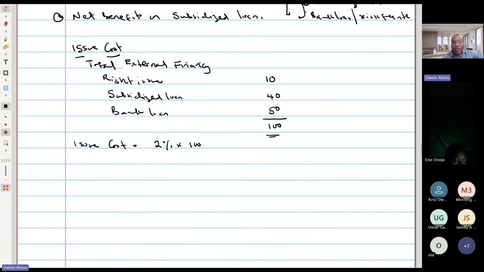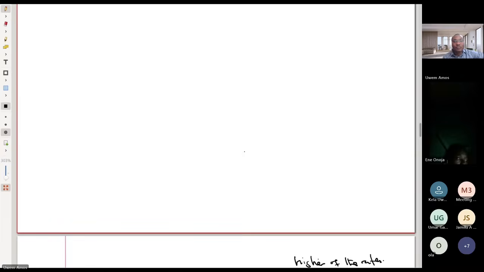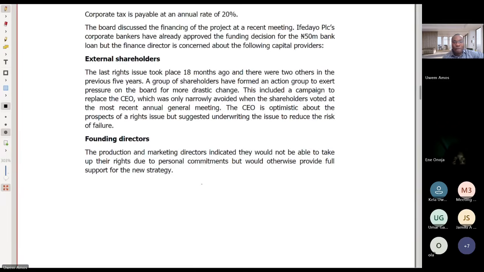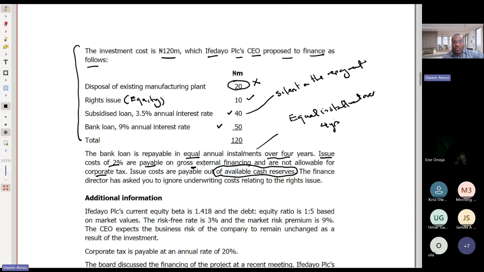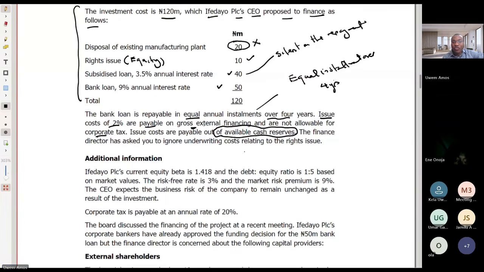Times 100, which equals 2 million. The question says that issue costs are not allowable for corporate tax. Issue costs on external financing are not allowable for corporate tax. So there's no tax benefit from the issue cost, and our 2 million is what we're going to pay. There's no extra tax benefit from that. So our issue cost is 2 million.